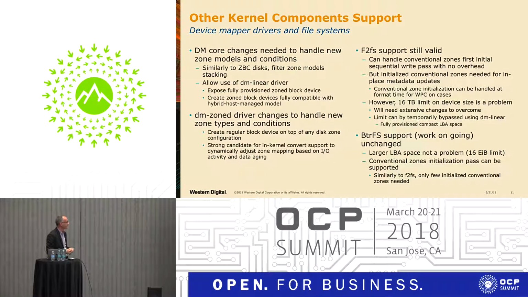We also have added native support within the F2FS file system. Most of that support will still be valid for hybrid SMR drives, but there is still a catch here: F2FS has a hard limit of 16 terabytes on volume size, which is going to be too small for hybrid SMR drives. So initially, at least, you can avoid that problem by using, for example, device mapper DM linear, and chunk the drive into small portions. But eventually, changing F2FS to support larger than 16 terabyte LBA space will be necessary.